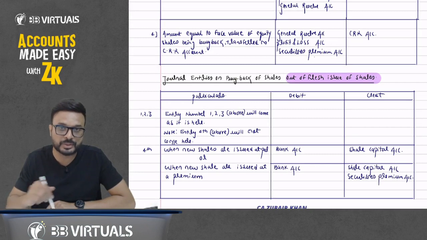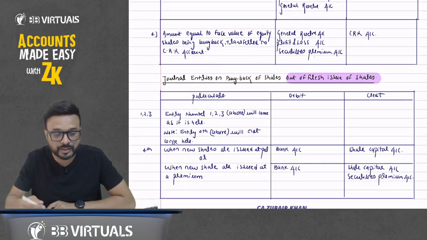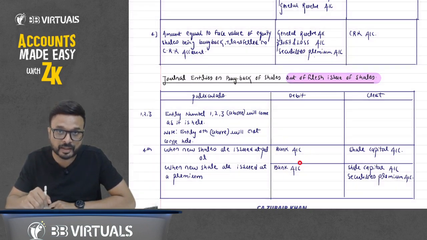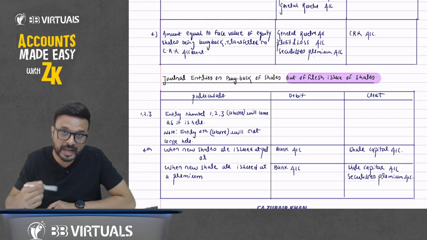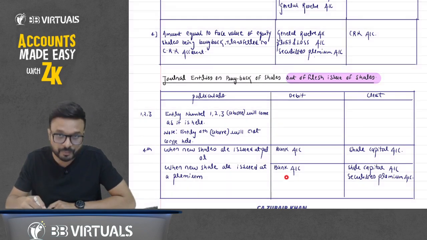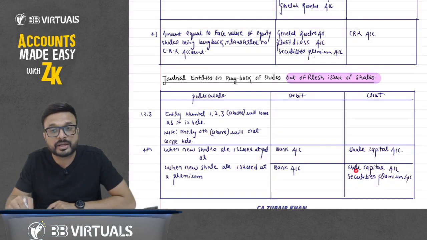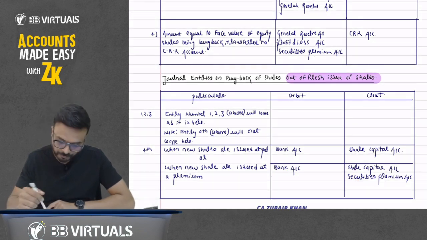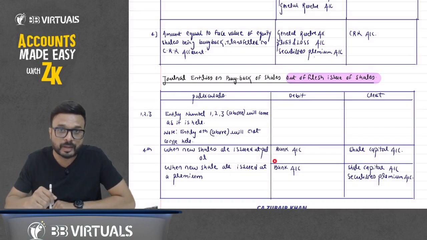So the entry for issue of shares will come. When we issue shares in the market, the amount will come, so bank account will be debited to share capital account. But when you issue shares at premium, the entry will be bank account debit, as you have received the amount, to share capital account and to securities premium. So bank account debit to share capital to securities premium.